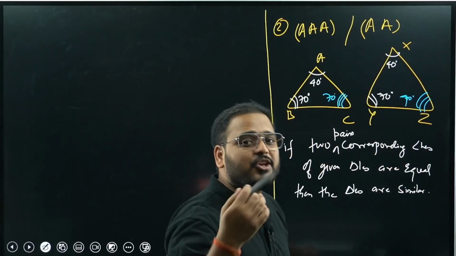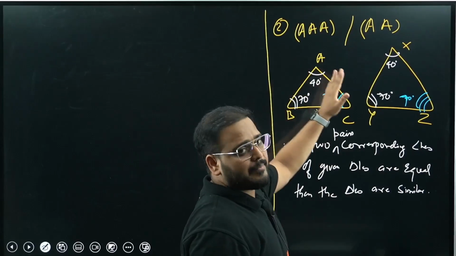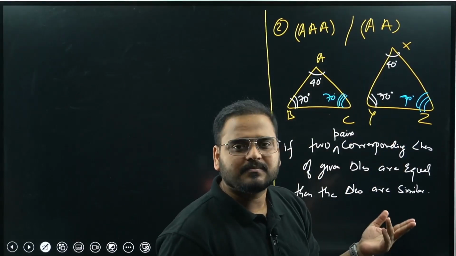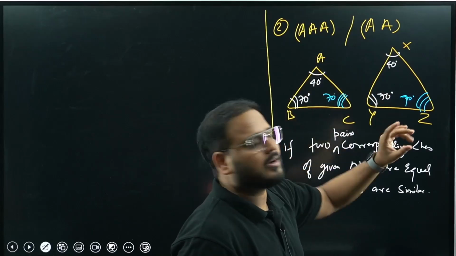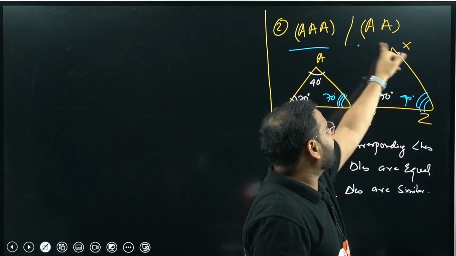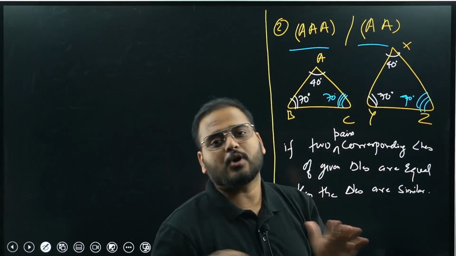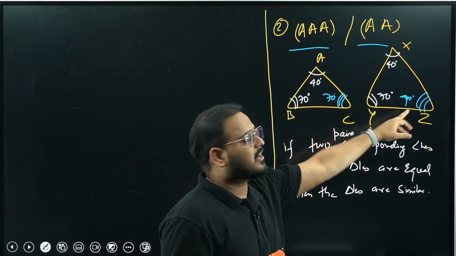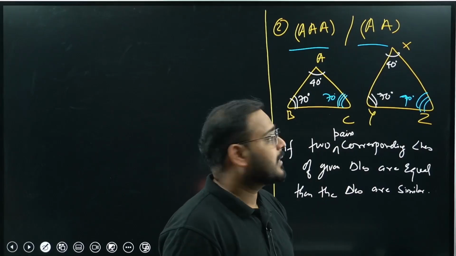So basically, either you call the triangle to be AAA, meaning all three angles are equal, or only two are equal. Good enough for us. Both properties can be used, you know. If you can prove all angles equal, fine. But even if you prove two corresponding angles equal, your job is done, because the third angle will become automatically equal. You can check here: 40, 70, then again it will become 70 only.